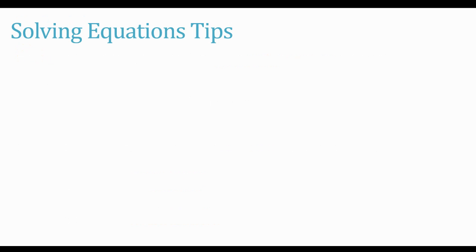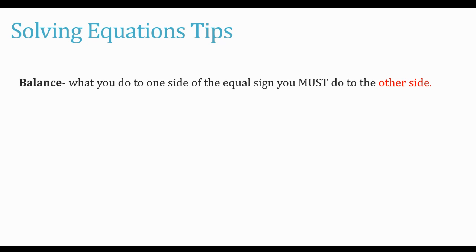Okay, so something that you need to know before we start solving equations is that we're going to be using the word balance a lot. Basically that means what you do to one side of the equal sign, you must do to the other. So if you're going to add 2 to one side of the equal sign, you have to do it to the other. If you're going to multiply by 3, you have to do that to the other side. Remember, this is an equation. They have to be equal. So what you do to one side, you have to do to the other. Treat it like a scale that you're balancing. So we need to make sure that we're doing the same thing to both sides.